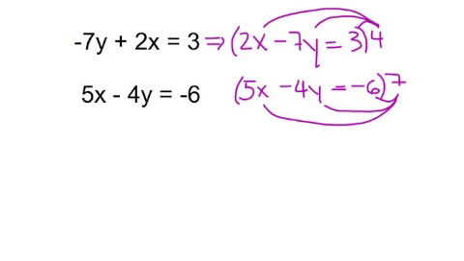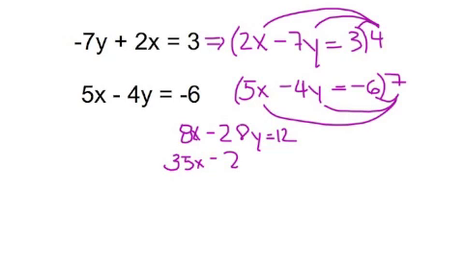So my top equation is going to become 8x minus 28y equals 12. My second equation is going to become 35x minus 28y is equal to negative 42. All right. Next thing I'm going to do is subtract the top equation from the bottom equation.